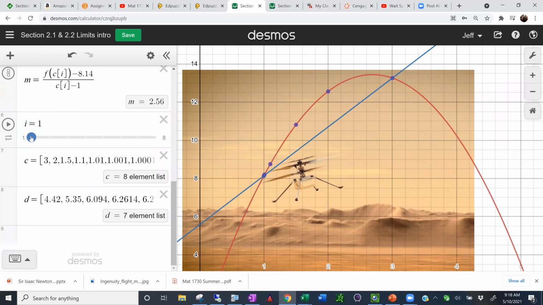I think I might have started this out at i equals 8. Should have started it out at i equals 1. This actually goes a little bit past what the problem is asking because I give you an extra point, but that's really just for visual context. What we're seeing here is a line that connects a couple points on our graph.